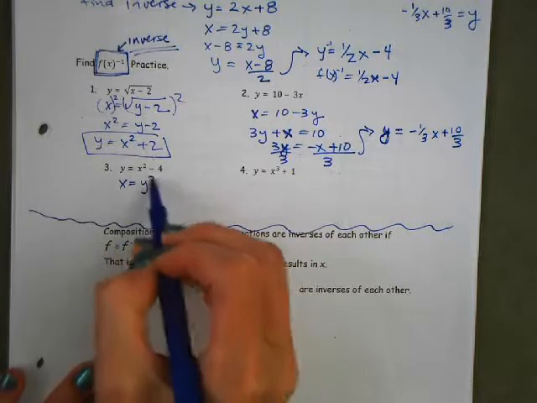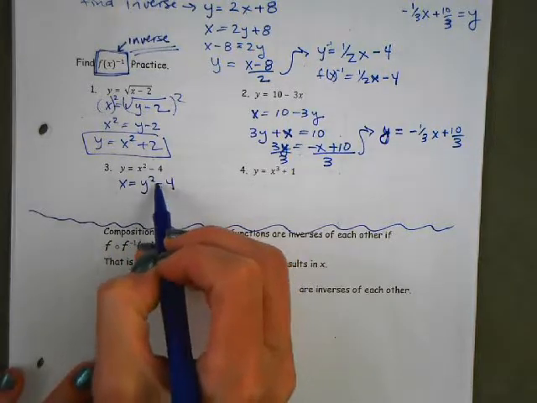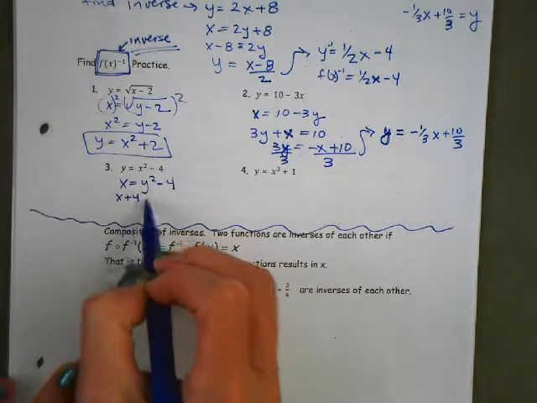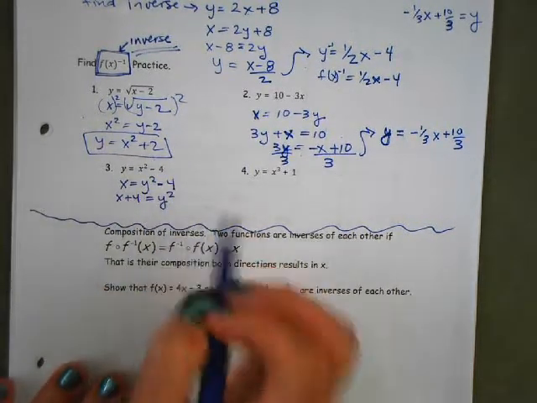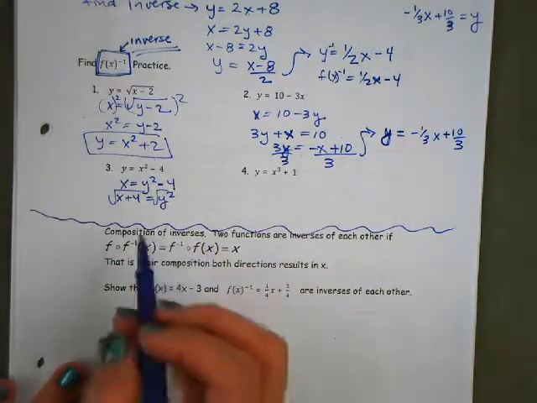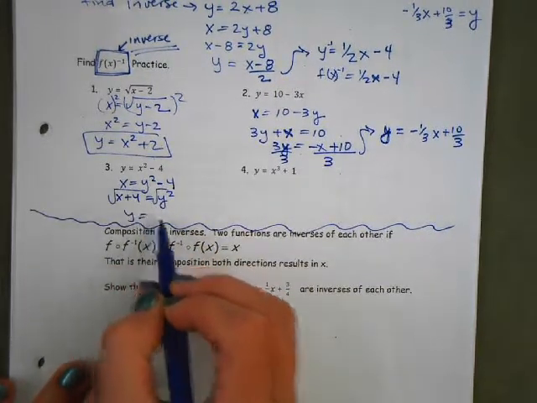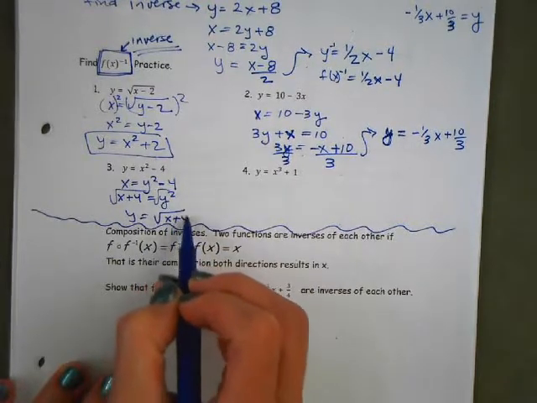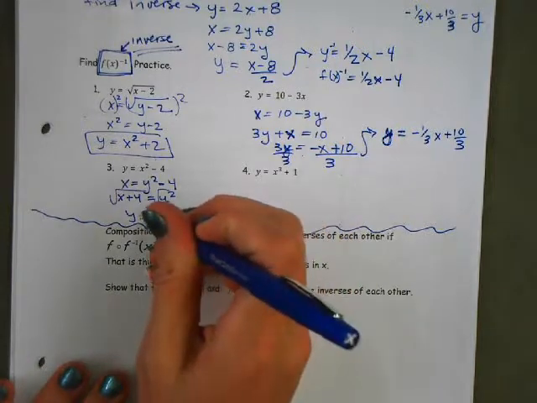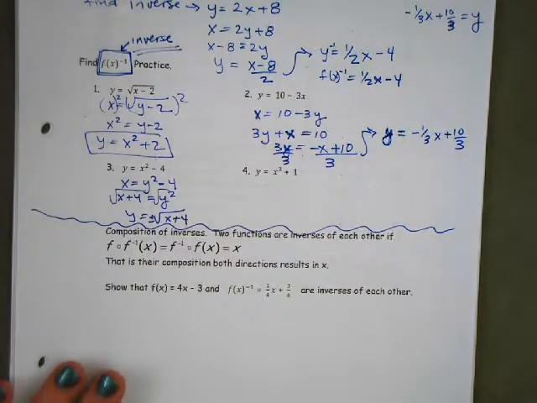Alright, so then let's do number 3. It's going to be x equals y squared minus 4. I'm going to add 4 to both sides. So I got x plus 4 equals y squared. I'm going to take a square root to get rid of the square. And so I'm going to be left with y equals the square root of x plus 4. But how many answers do I have when I take the square root? 2. So plus or minus should go there.